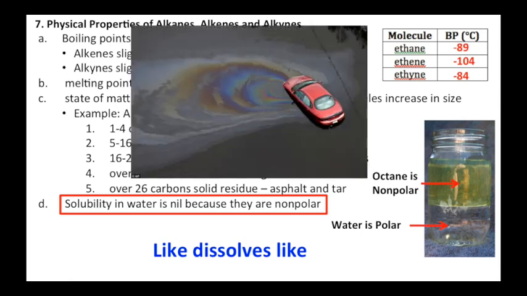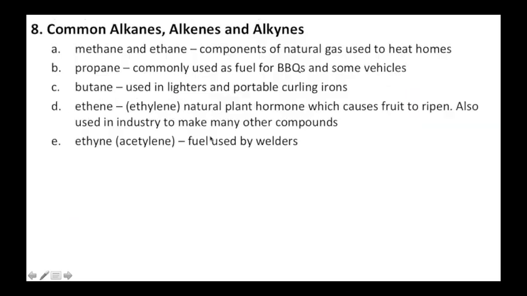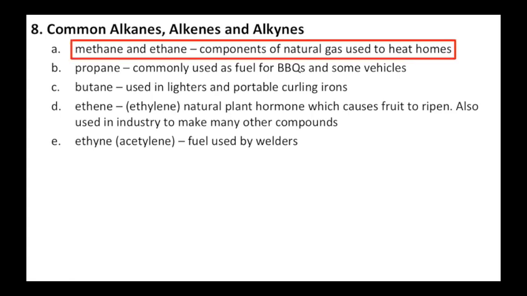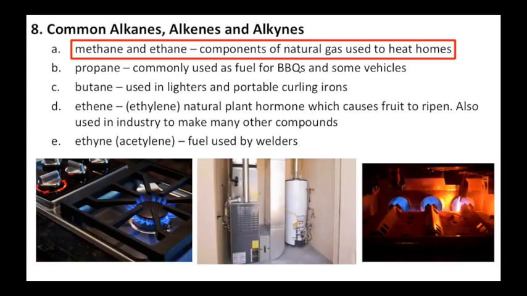And that's why if you had a car in an accident, and this looks like a flooding situation, you can see the gasoline and oil, that all just sort of floats on top of the water there. Okay, let's talk about common alkanes, alkenes, and alkynes. Okay, so a very common one is methane. This is natural gas. Now you know where natural gas is in your house, I hope.